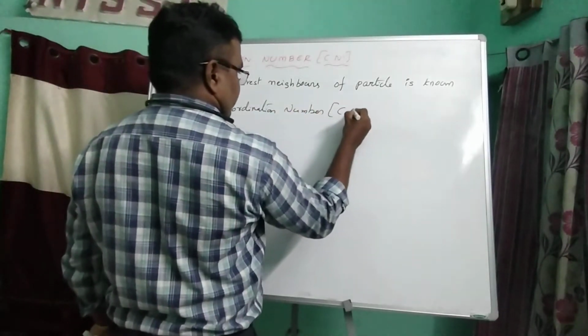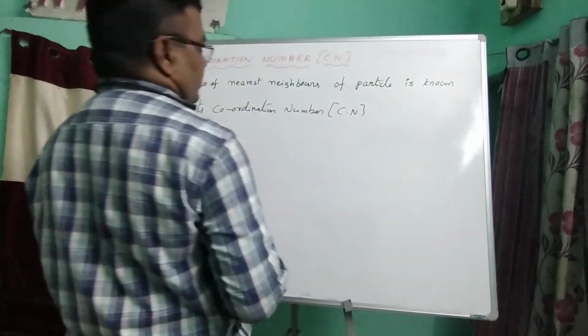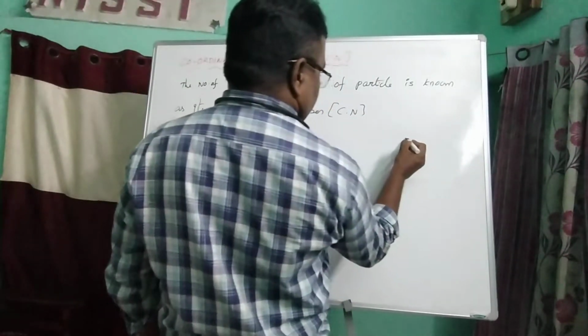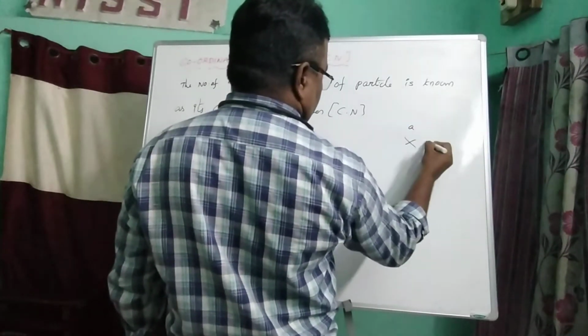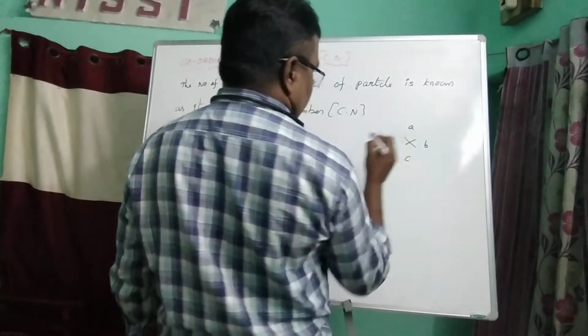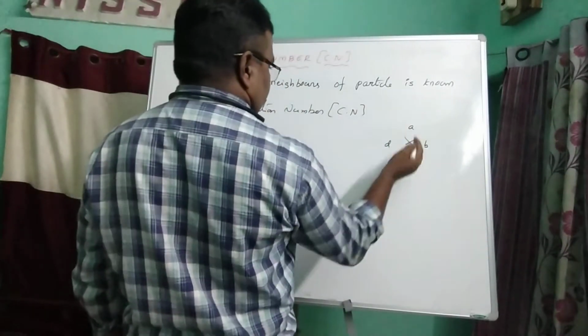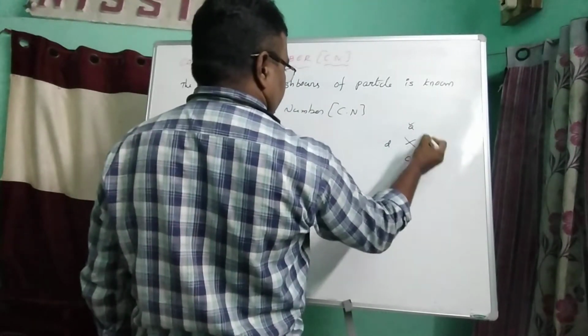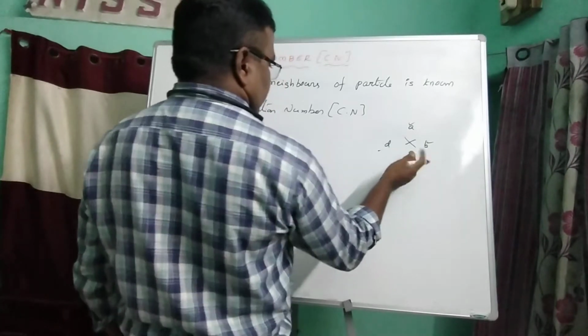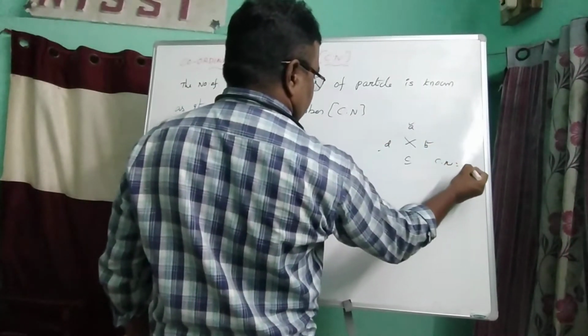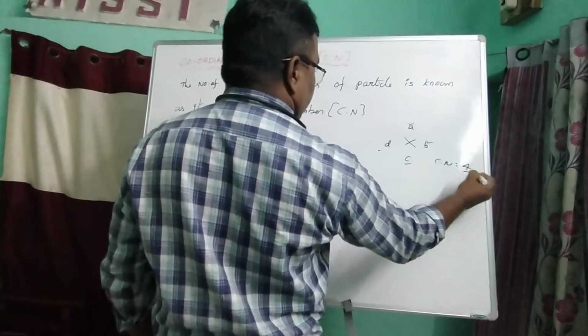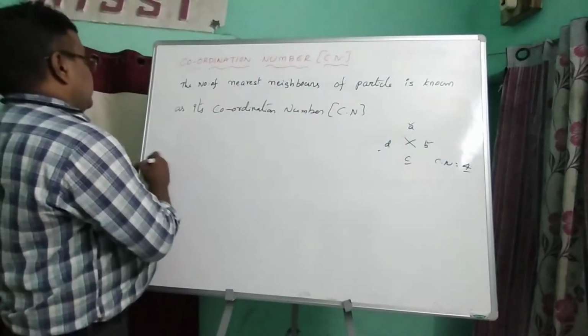It is represented by Cn. For example, if you take a particle X and it is surrounded by 4 particles A, B, C, D, then X is surrounded by how many particles? 4 particles. So its coordination number is 4.